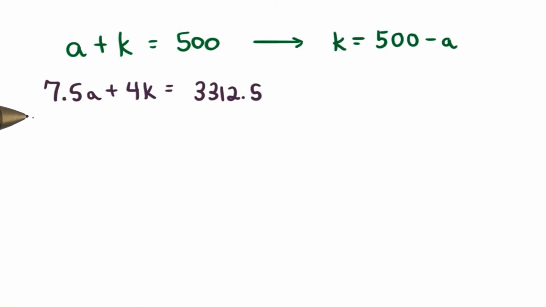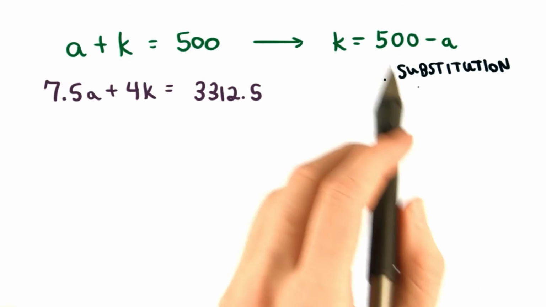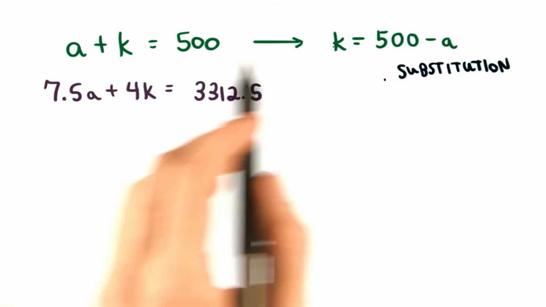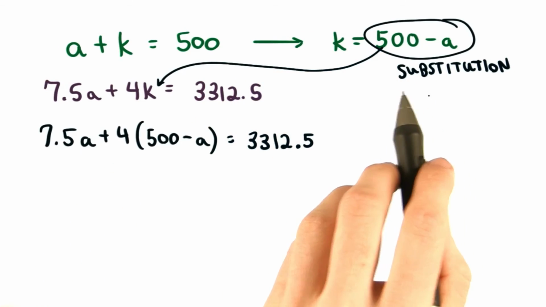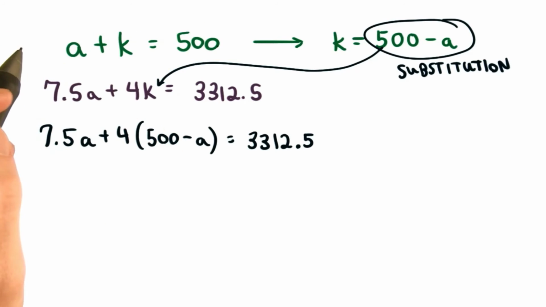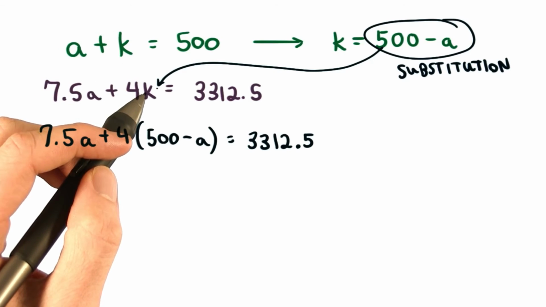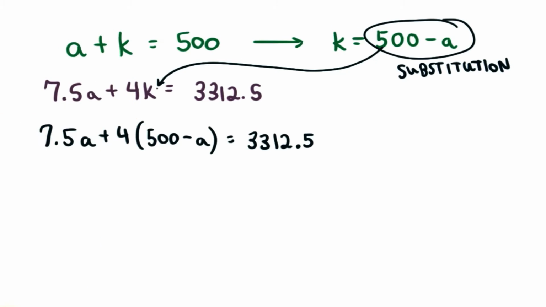Here are the two equations, and I can solve this equation for k. This allows me to do substitution, and I can plug in 500 minus a in for k. Now, we don't always need to do substitution. I could have multiplied this first equation by a -4, and that would have let me eliminate the k's. I could have solved it using elimination instead. Either way you do it, you should wind up with the same answer in the end.